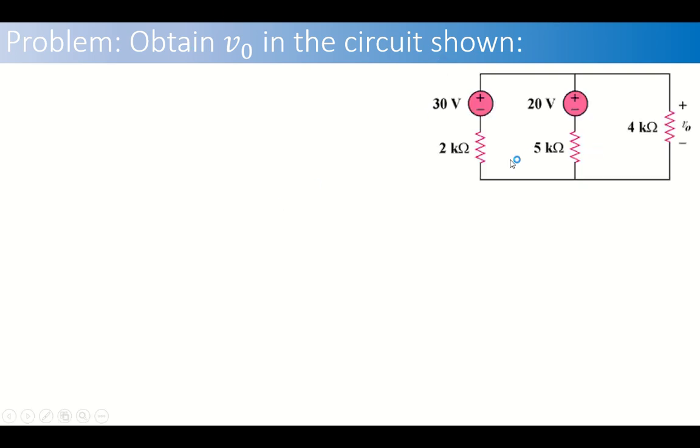So let's see the problem. The problem is: obtain V0 in the circuit shown. There is a circuit, this is the given circuit, and we want to find V0, that is the voltage across the 4 kilo ohm resistance, and we want to apply nodal analysis. So remember the rules to apply nodal analysis.